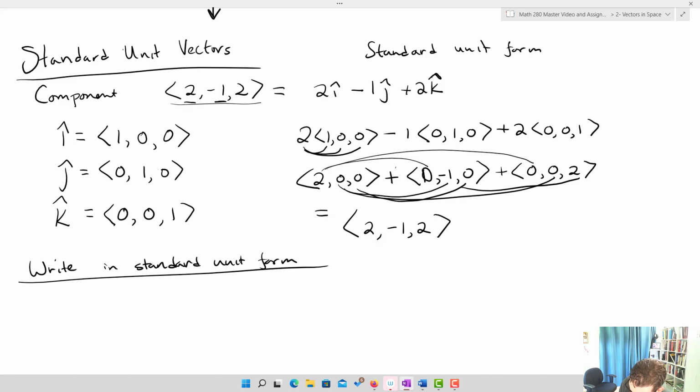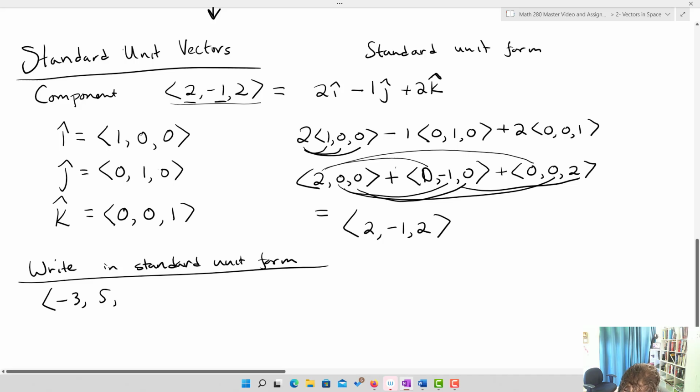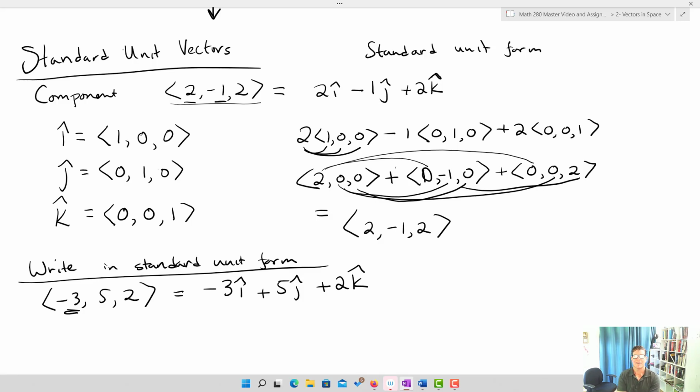And so what we'll write in standard unit form is we're going to take the vector negative 3, 5, 2. And that very simply is going to be negative 3i, because your x value is an i, plus 5j, your y value is a j, plus 2k. And there it is. See? You can do this. All right. Rock it. So that's how we utilize standard unit vectors.